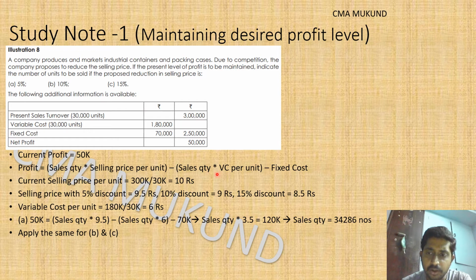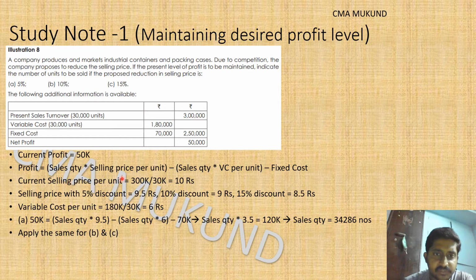For finding the contribution, from the sales we have to reduce all the variable cost. That gives you the contribution. So sales quantity multiplied by selling price per unit, minus the total variable cost, will give you the contribution, and minus the fixed cost will give you the total profit. That will be the net profit.